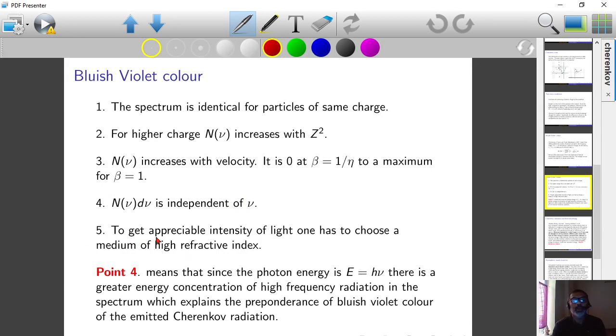And number 5, to get appreciable intensity of light, one has to choose a medium of high refractive index. This also follows from the theory of Tam and Frank. Let us examine closely point number 4. This means that since the photon energy is equal to h nu, there is a greater energy concentration of high frequency radiation in the spectrum, which explains the preponderance of bluish violet color of emitted Cherenkov radiation.